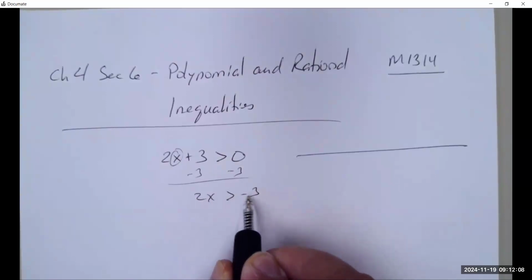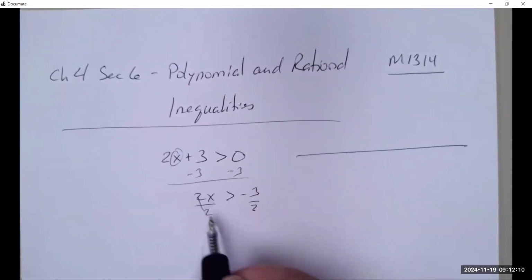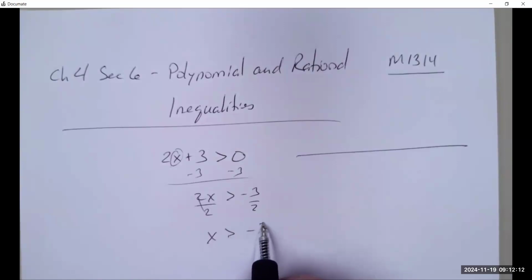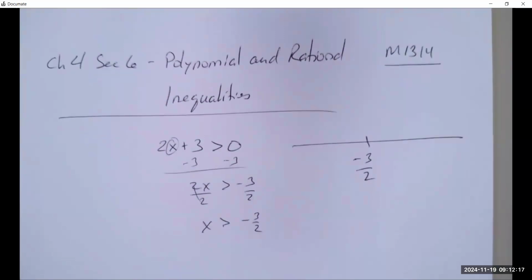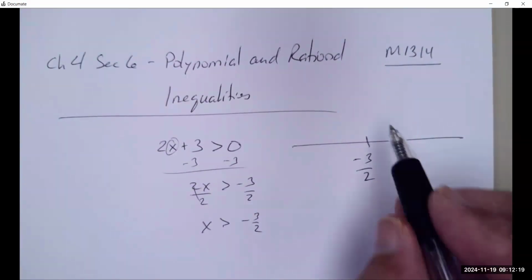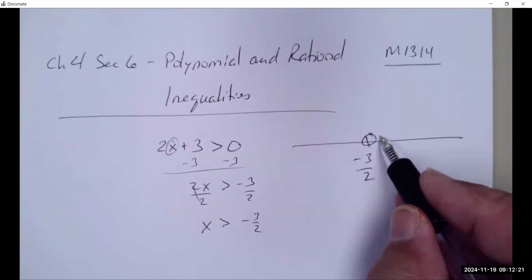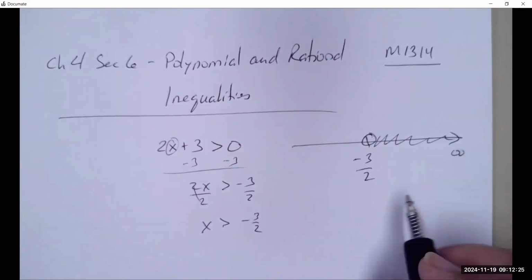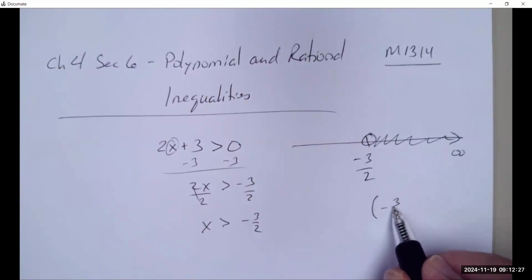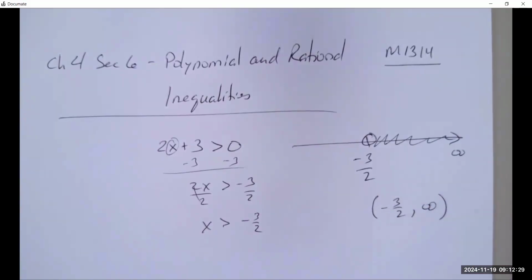2x is greater than -3. Anything x is greater than -3/2. Is it open or closed circle? So x is greater, so it goes this way. So my solution is -3/2 to infinity.